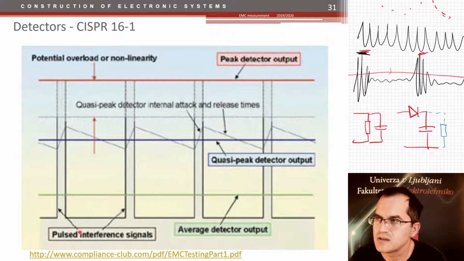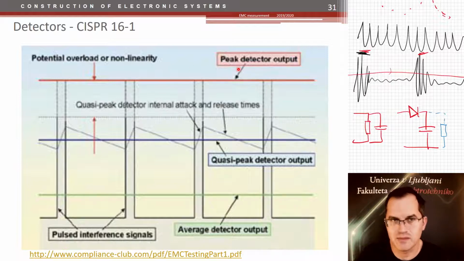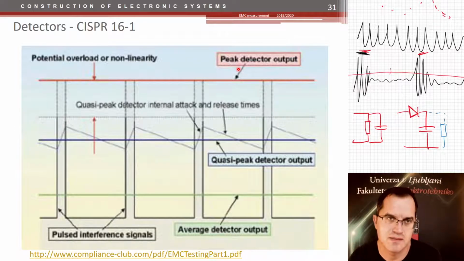You see that we show the average value if we have such pulses, we have the peak value, and we have the quasi-peak value. Now, the quasi-peak measurement takes a very long time. So what do we usually do? We usually measure the average value and we measure the peak value. And if the peak value is below the limits, then we don't do anything else. If the peak value is above the limits, then we measure the quasi-peak as well. And if quasi-peak is below the limits, then the measurement is passed.